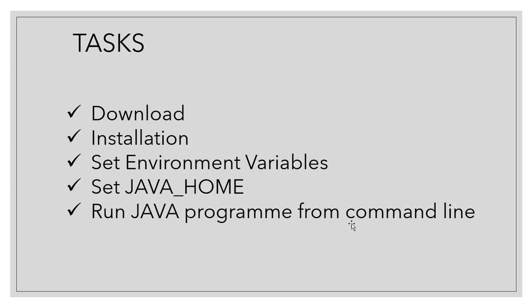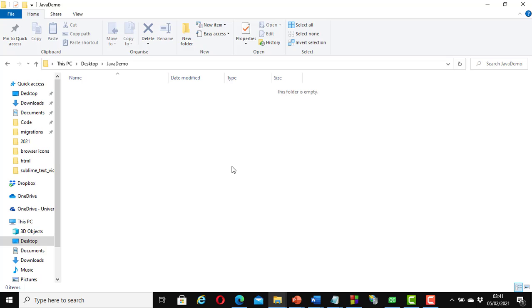Now that we have successfully installed the Java JDK on our Windows 10 platform, the remaining task here is for us to create a Java program and run it from the command line. That is easy to do. Now, we are going to create a simple Java Hello World application. To do that, I have created a Java demo folder on my desktop. Go to your desktop, create a folder and call it Java Demo, exactly as I have done.